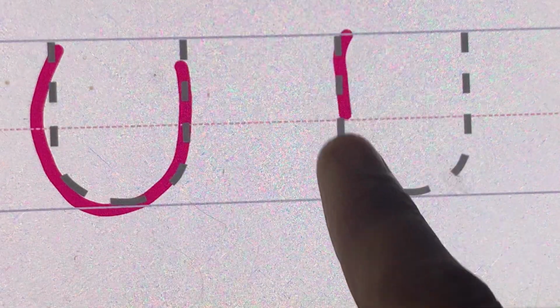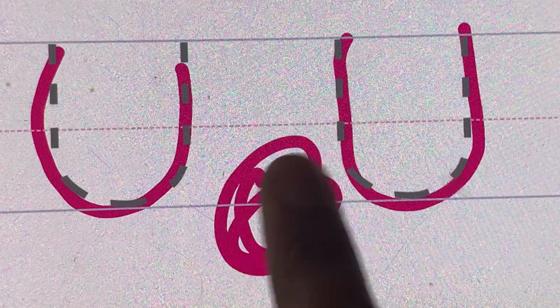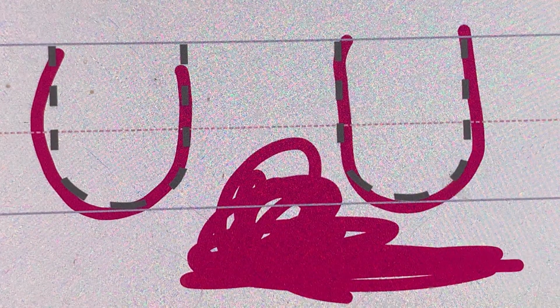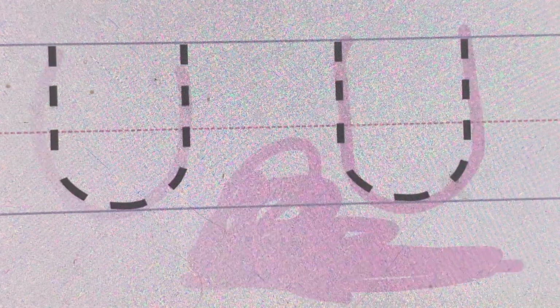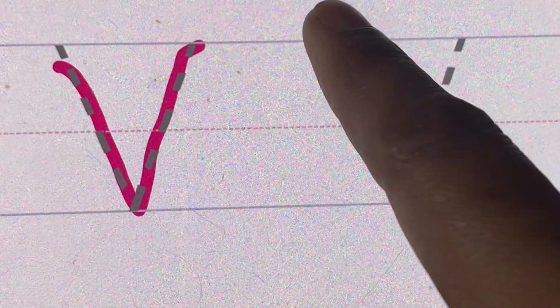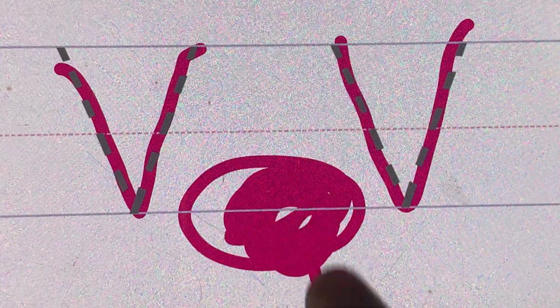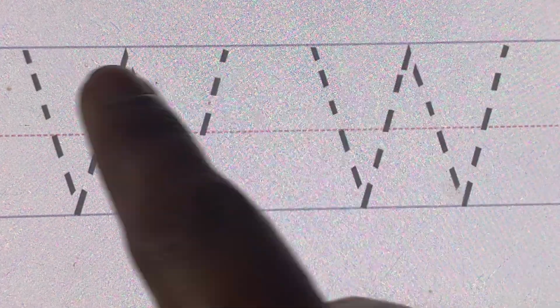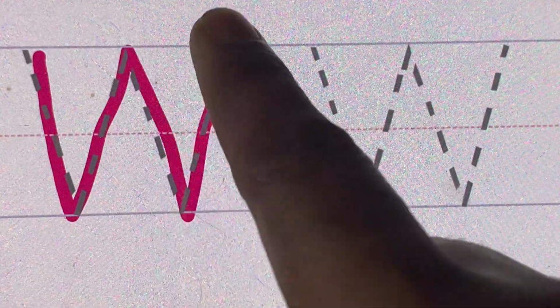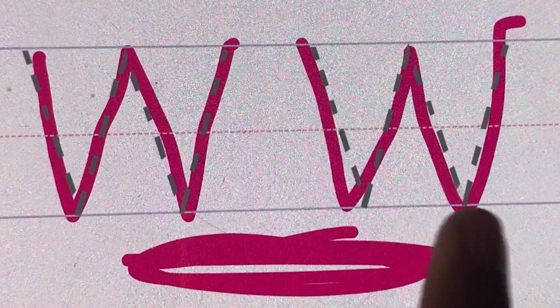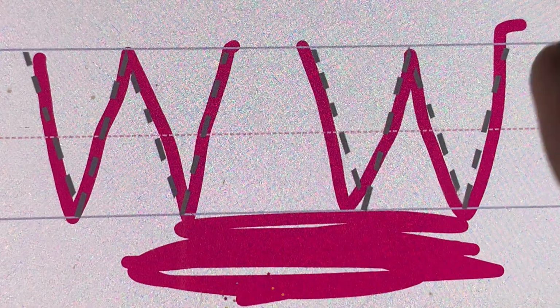U. U for umbrella. V. V for van. W. W for watch.